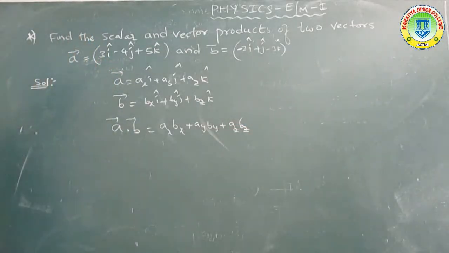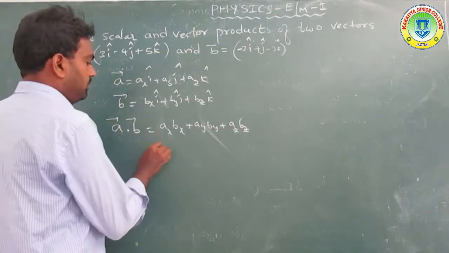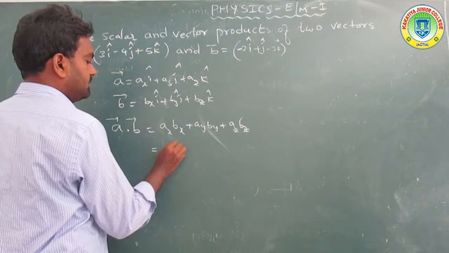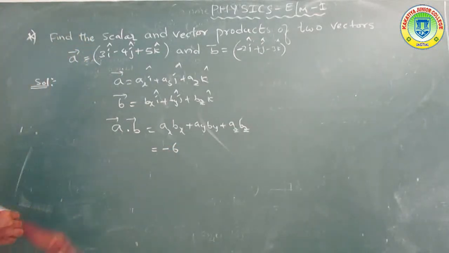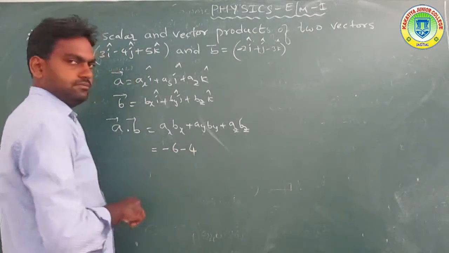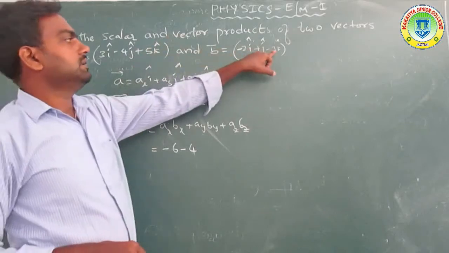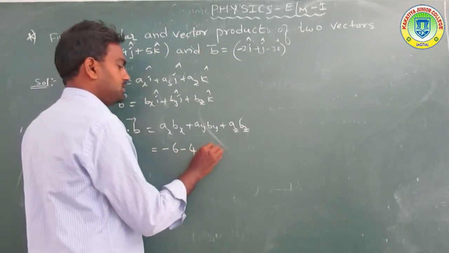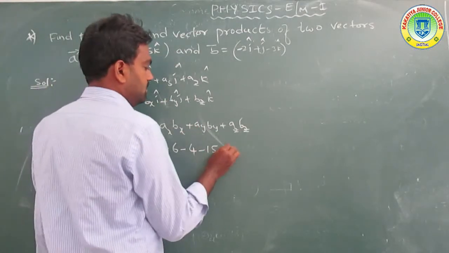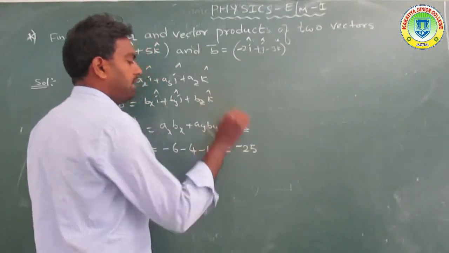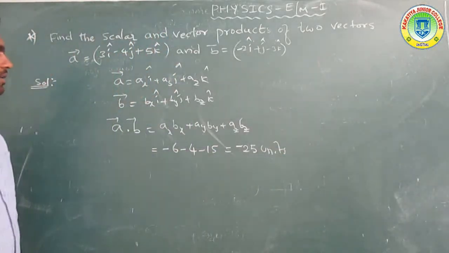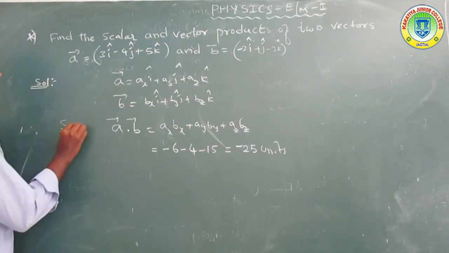According to the formula, AxBx is 3 into minus 2, which is minus 6. Now minus 4 into plus 1 is minus 4. Then 5 into minus 3 is minus 15. So minus 6 minus 4 minus 15 gives minus 25 units. So A dot B is the scalar product.